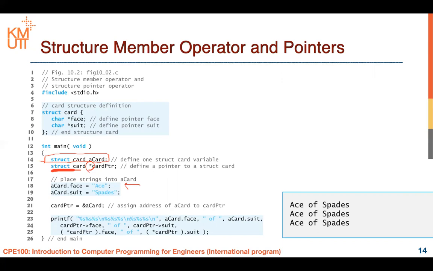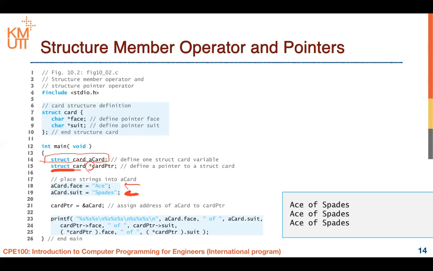We can also use this, I'm not sure, but it's better to use string copy. In this example it is assigned by using the string directly. I'm not sure about this. Maybe it's just to define the constant for aCard.face and aCard.suit.